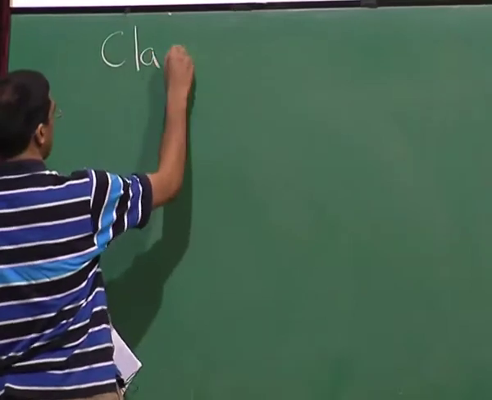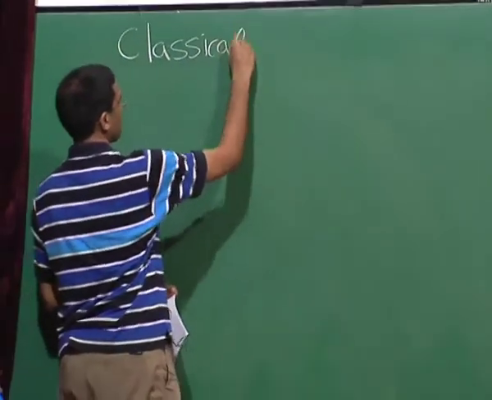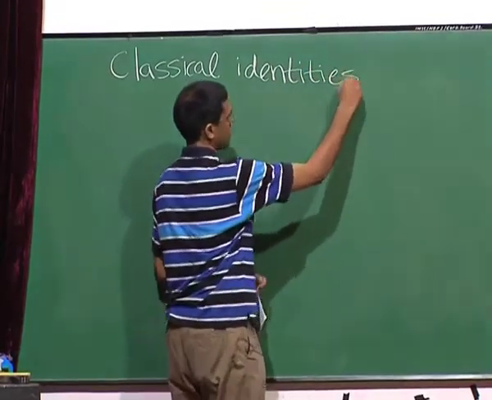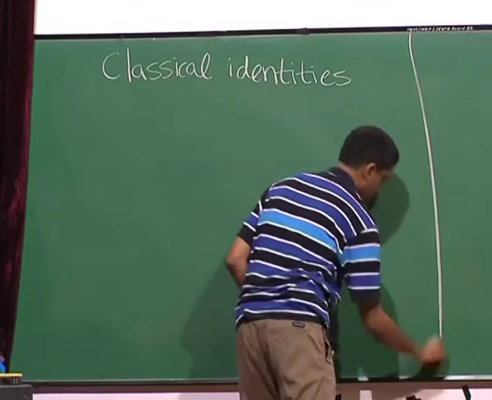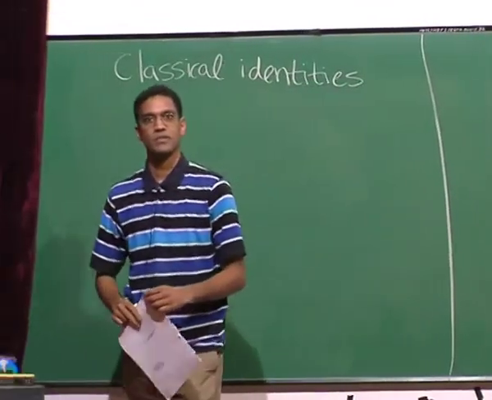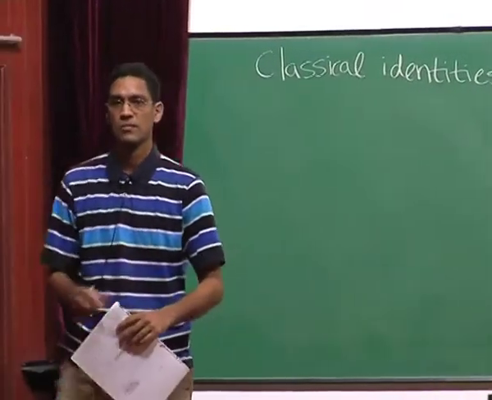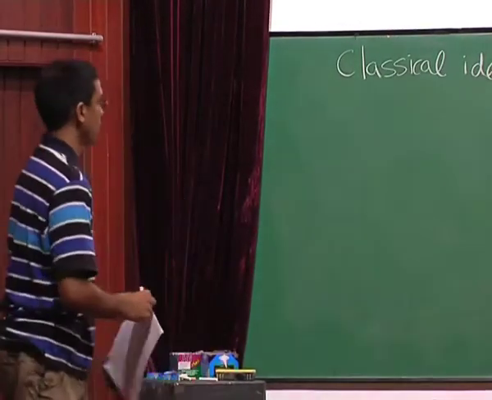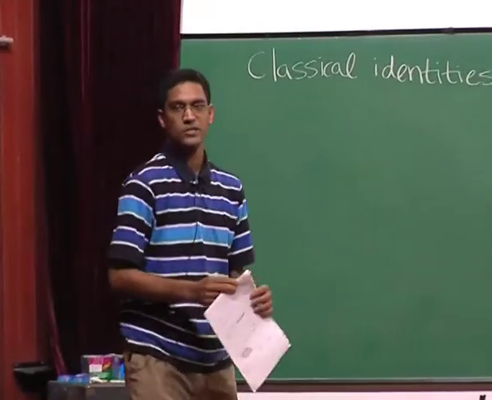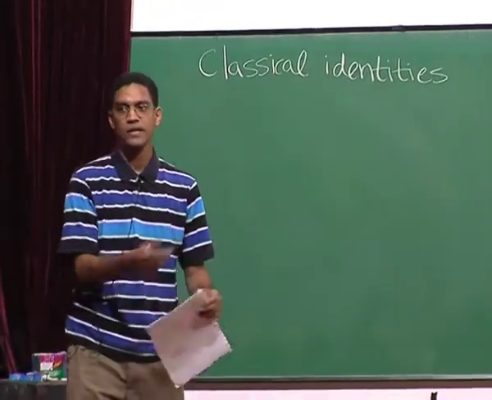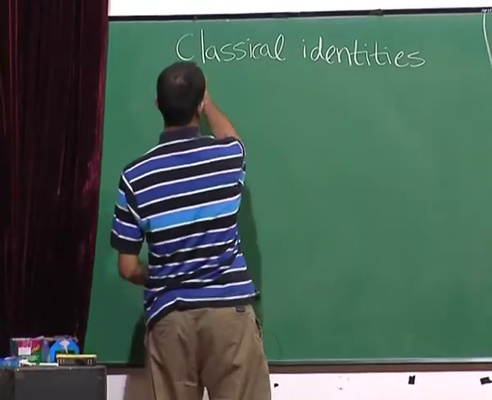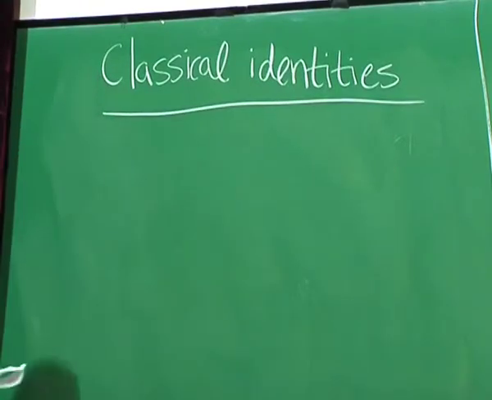I'm going to talk about... so there are two aspects to my talk. The first is to talk about some classical identities, and the second aspect is Lie algebras. I hope to make some connections between these and talk about how some identities come from the study of Lie algebras. So let me begin by talking about some classical identities.